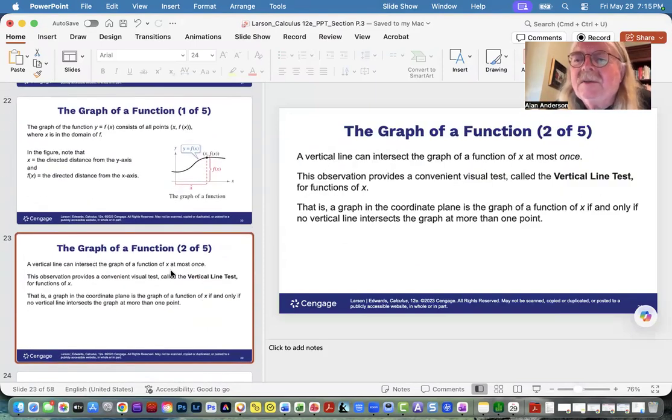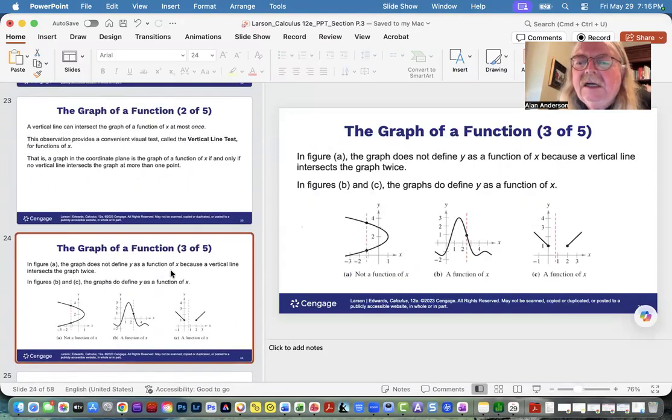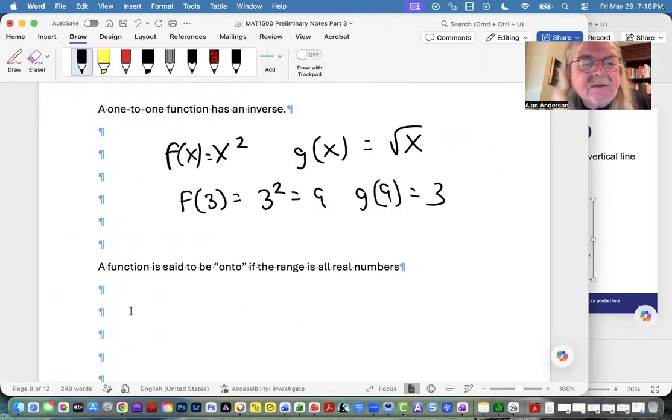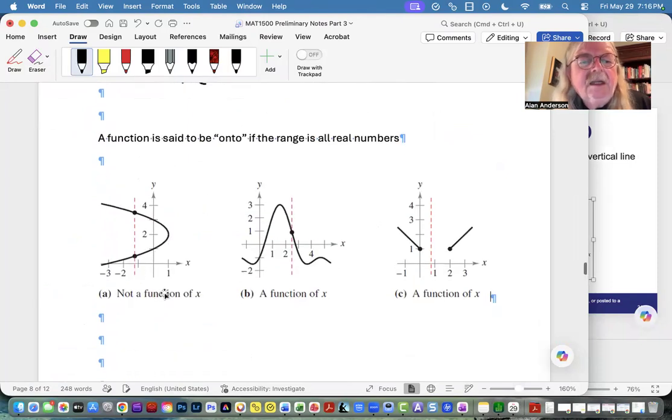Okay, and here they're reminding us about the vertical line test. Here's some examples. The first one on the left is not a function because it fails the vertical line test. Actually, let me copy this into the notes so you can see it better. The one on the left, it fails the vertical line test. That line crosses the function twice. The middle one is a function. And believe it or not, the third one is a function too, because no matter where you put that line, it's not going to ever cross the function more than once.